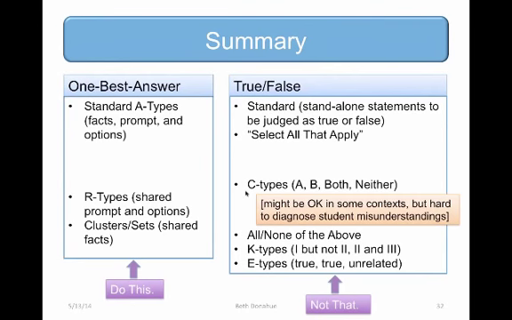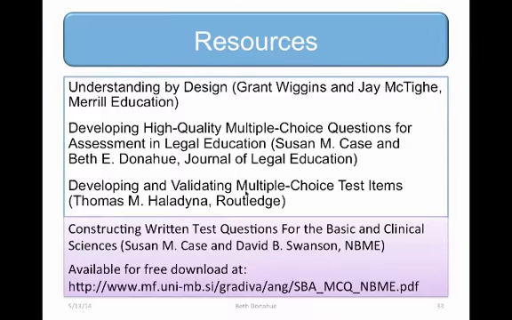It's hard to diagnose student misunderstandings, though, especially if you're using technology that's working in the background to give your students feedback automatically. And then all or none of the above, K types, E types, all of those are variations on true-false in which the students are separately judging the validity of each and every response that you're giving them. And I recommend that you avoid those.